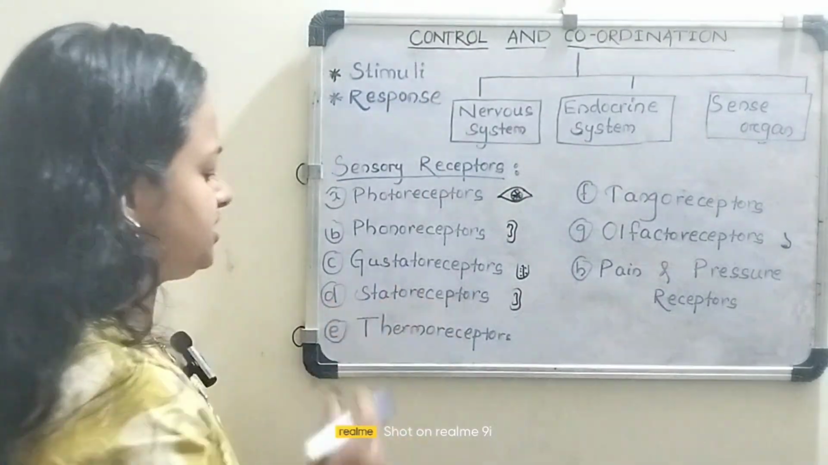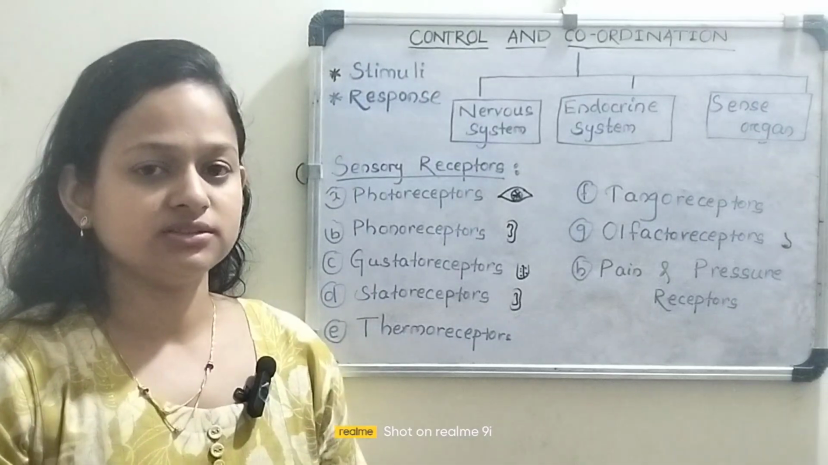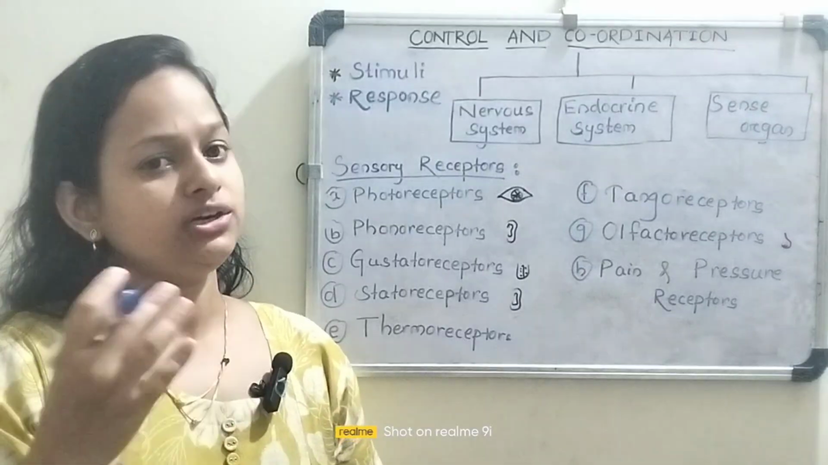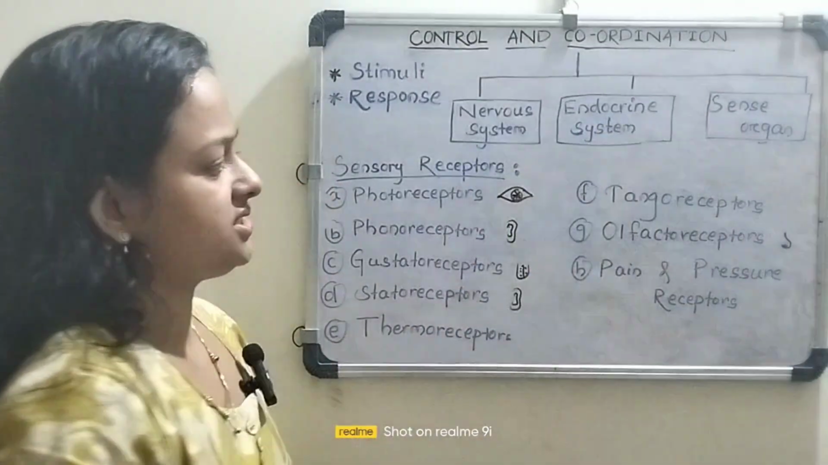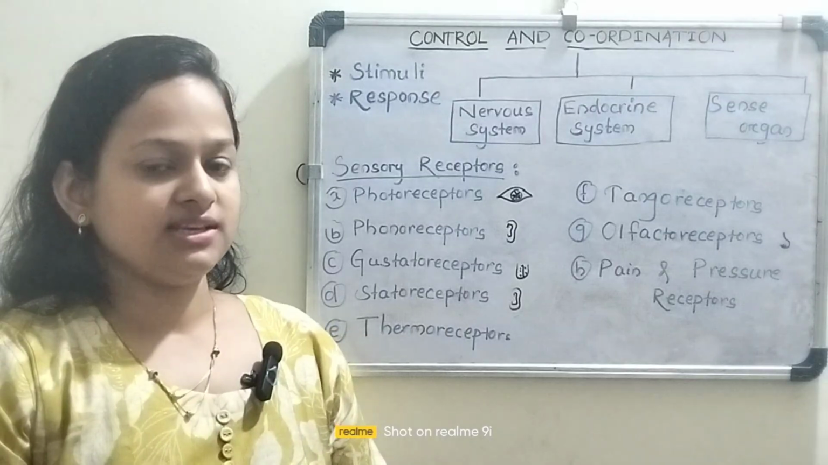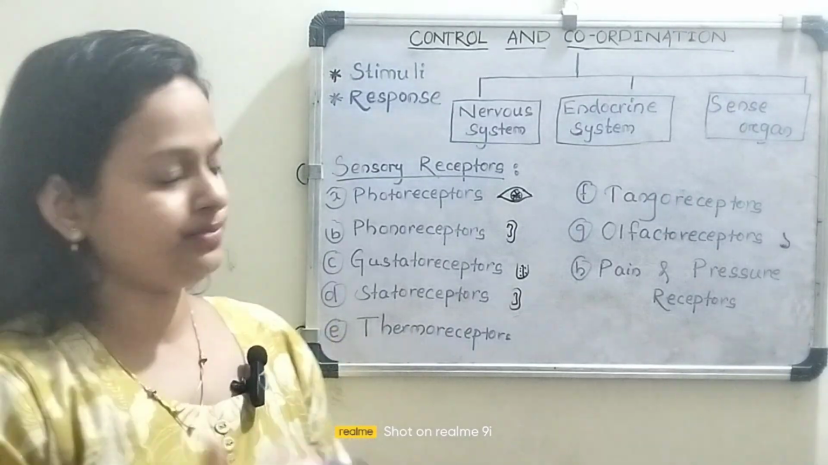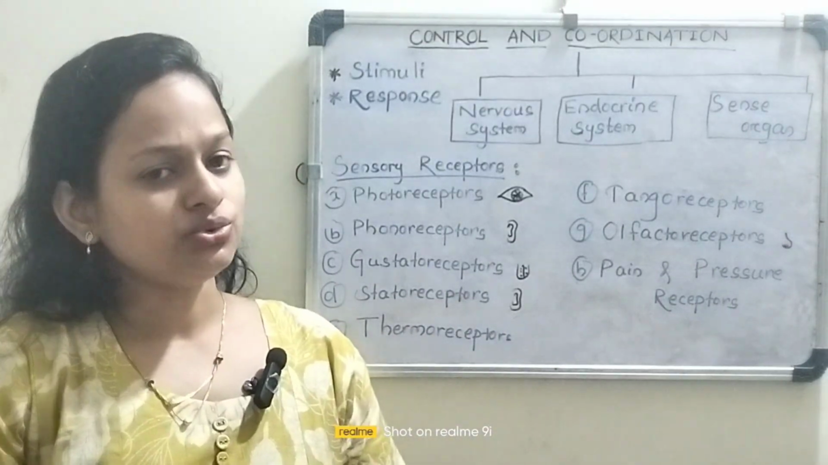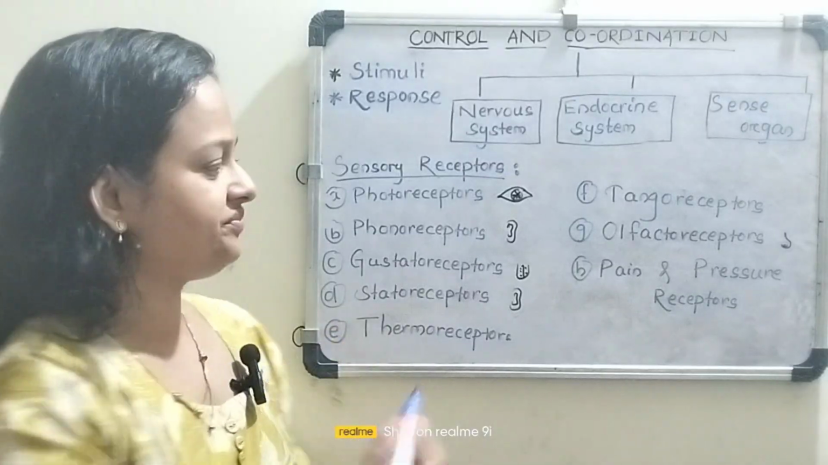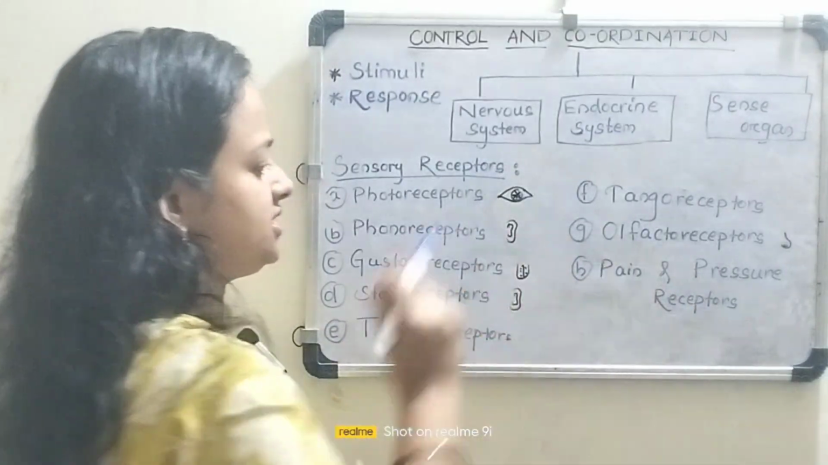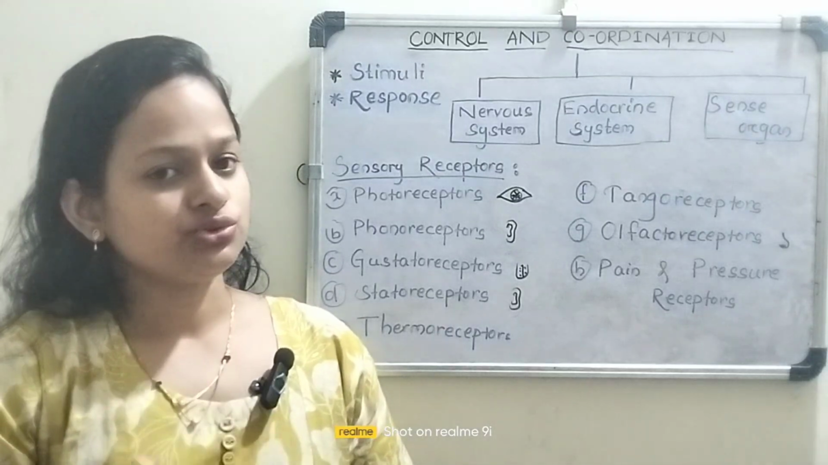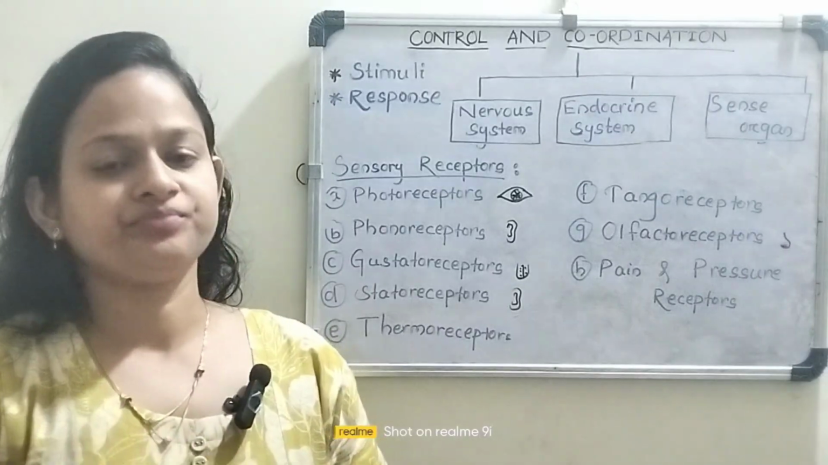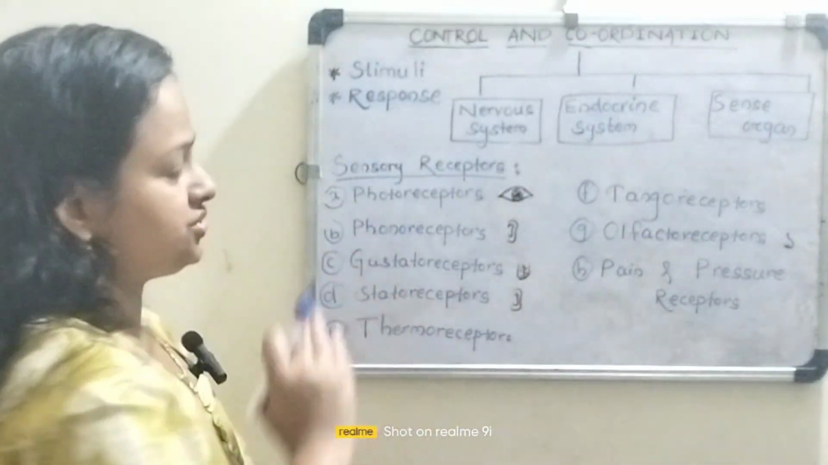Then come to the thermoreceptors. These are present on the skin and they give the sensation of hot and cold. Then come to the tangoreceptors. The tangoreceptors are also present in the skin and they give the sensation of touch. Then come to the olfactoreceptors. These receptors are present in the nose and they help in the detection of smell. Then come to the pain and pressure receptors. These are also present in the skin and they give the sensation of pain and pressure. So these were the types of sensory receptors.